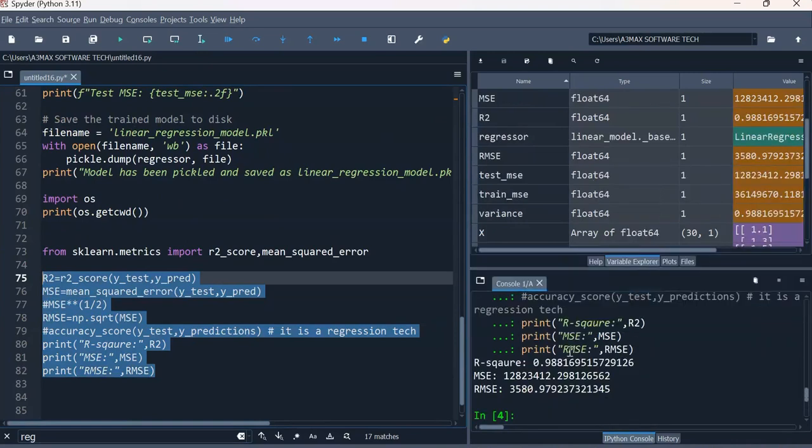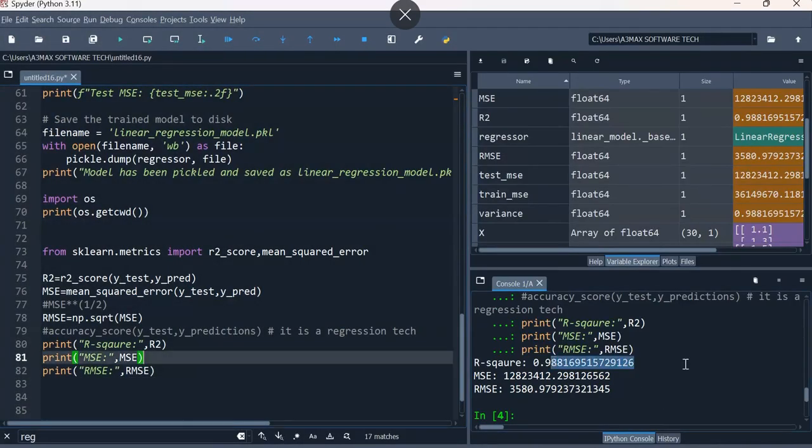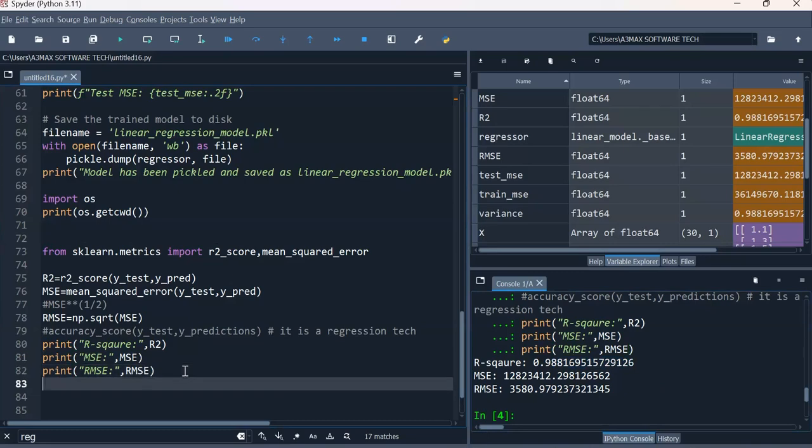So what is R squared? 0.9. Is it a good model or not? Is it a good model or not, guys? See, once you find 0.98, no need to go to the next part. So this one we completed.